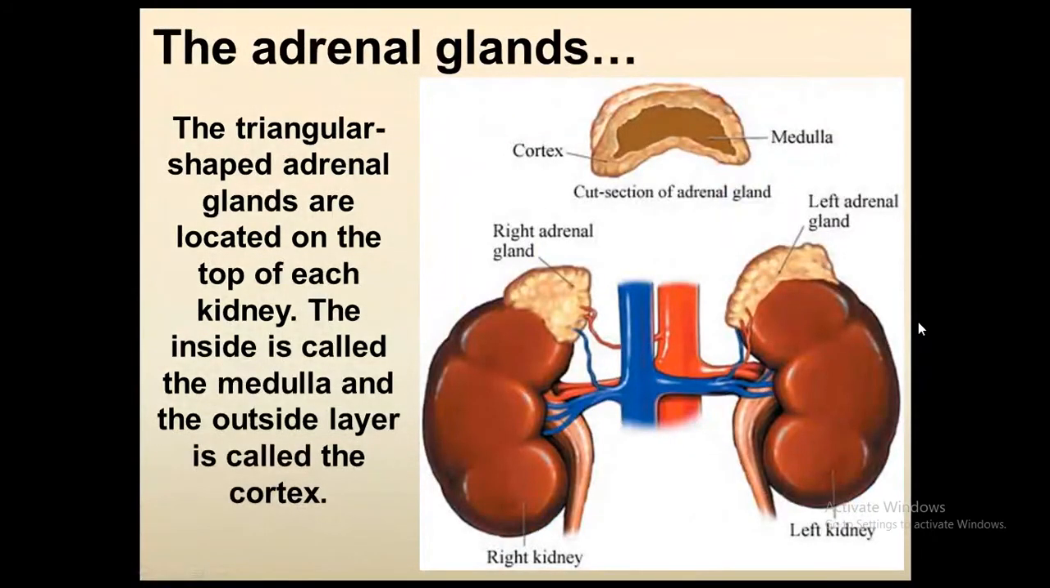The adrenal gland is present on the upper side of the kidney. Look, this is the adrenal gland, just like a fatty substance. The triangular shaped adrenal glands are located on the top of each kidney. The inside is called the medulla, and the outer side is called the cortex.